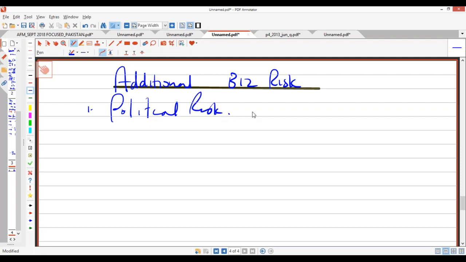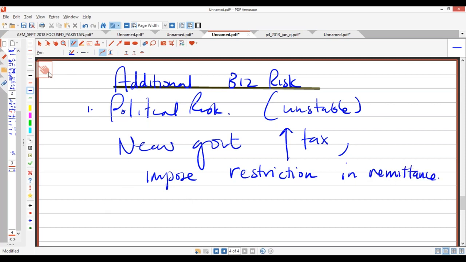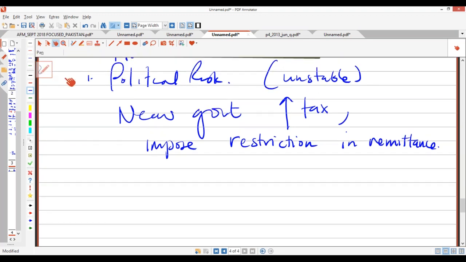We're going to say the government may be unstable. A lot of countries become unstable after elections. For political risk, you can add that a new government may come in and may increase the tax further, and may impose restrictions on remittance. These are the risks that you're going to see specifically for political risk.